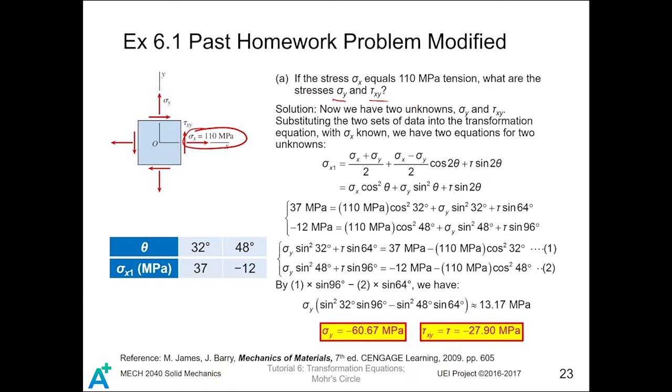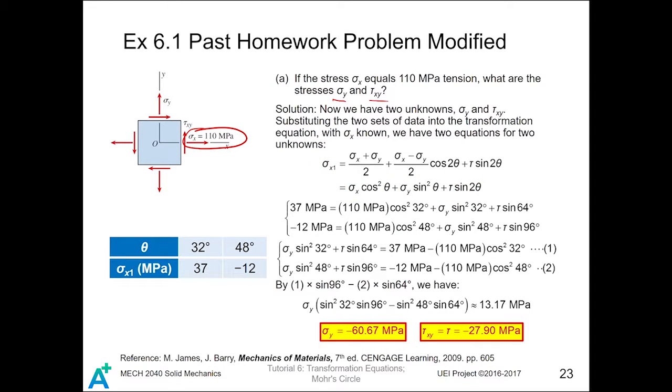Okay. Then we know that sigma x1 is given, theta is given, sigma x is also given. So now the variables left in this problem are just sigma y and the tau. In other words, if we can write two equations, then we can solve for sigma y and the tau immediately. In this problem, it gives you two groups of data for your calculation. That means you're going to use two equations to solve for tau and sigma y.